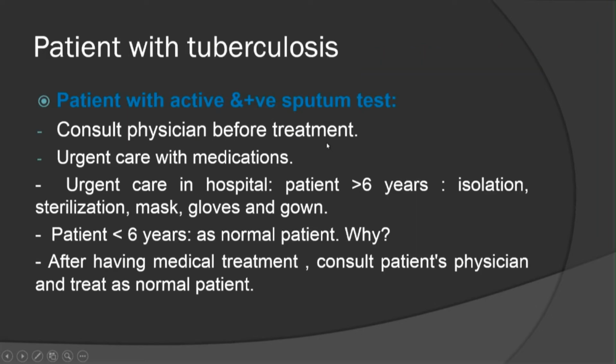Now, from a dental point of view, how can we manage a dental patient infected with pulmonary TB? How can we manage those patients? In order to manage them, we can categorize those patients into 4 categories. So first of all, patients with active and positive sputum test. Active means the patient develops clinical manifestations: fever, cough, blood in cough, or what we call hemoptysis, episodes of night sweating, fatigability, weight loss, etc.